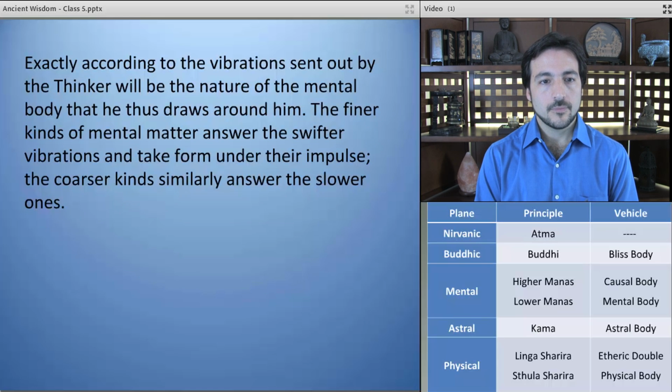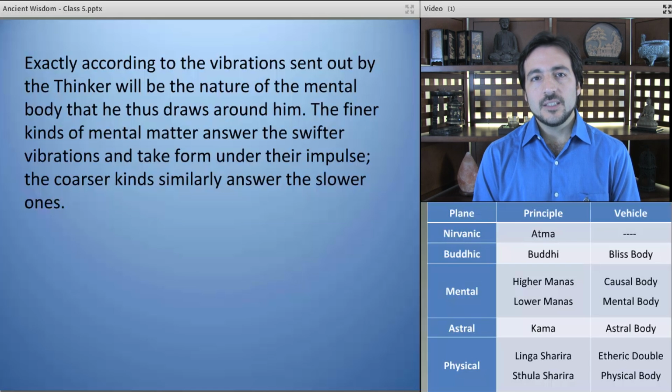Exactly according to the vibration sent out by the thinker will be the nature of the mental body that he thus draws around him. The finer kinds of mental matter answer the swifter vibrations and take form under their impulse. The coarser kinds similarly answer the slower ones.